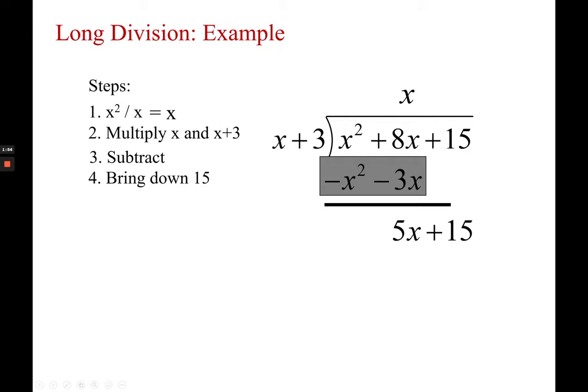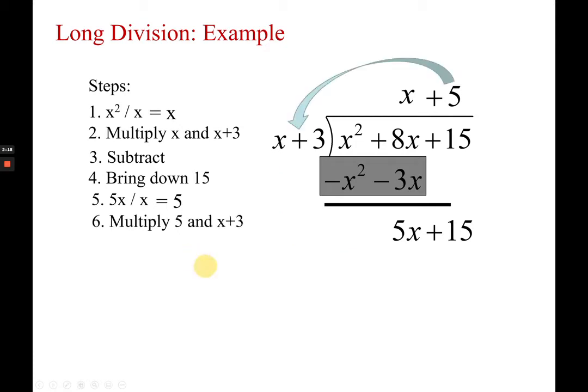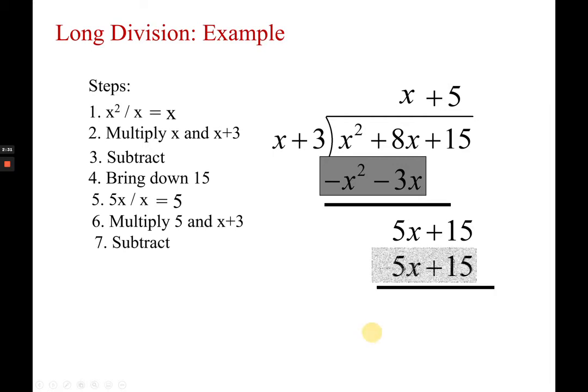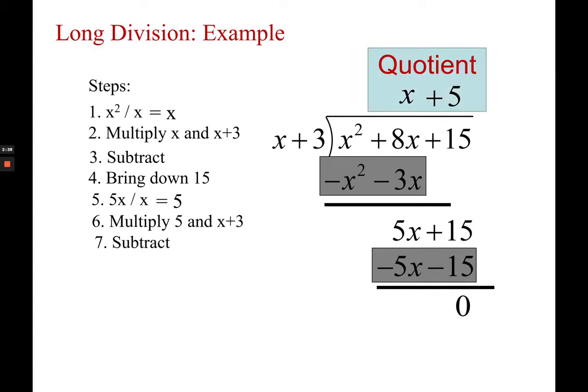Next, this is now your second cycle. It's now your 5x divided by the x. 5x divided by x is equal to 5. 5 goes on top of 15, and this is your last cycle. Then 5 will be multiplied to x plus 3. You should get 5x plus 15, which you will write at the bottom, and then subtract. Of course, obviously it's a 0. Therefore, there is no remainder, and therefore your quotient is x plus 5. That's how you do your division of polynomials by long division.